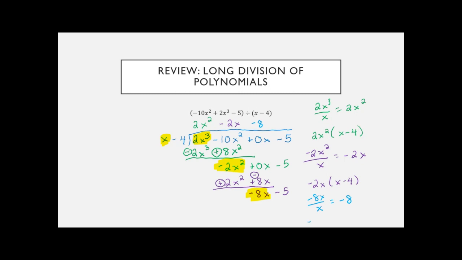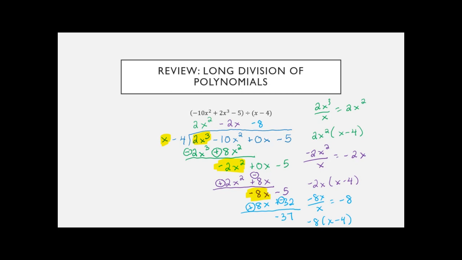And then I take that negative 8 and multiply it by x minus 4, and you distribute. Negative 8 times x is negative 8x. Negative 8 times negative 4 is a positive 32. I'm running out of room here, but you draw your line, you change your signs, and then I've got negative 8x plus 8x is 0. Negative 5 minus 32 is negative 37. And then I can't remove an x from that, so that's my remainder.